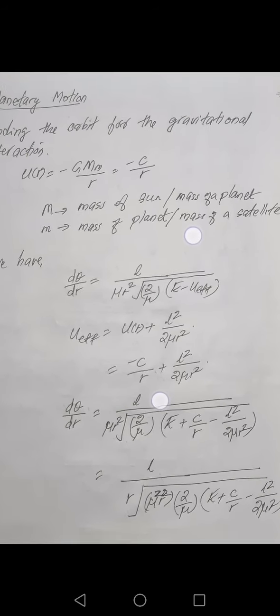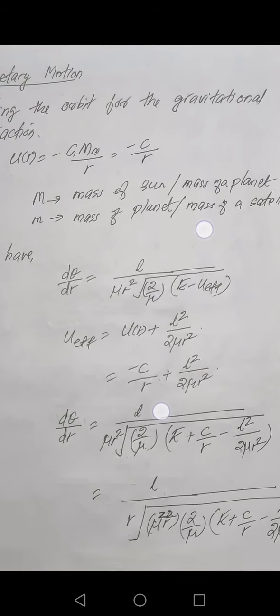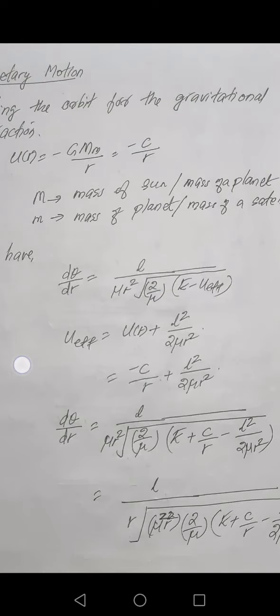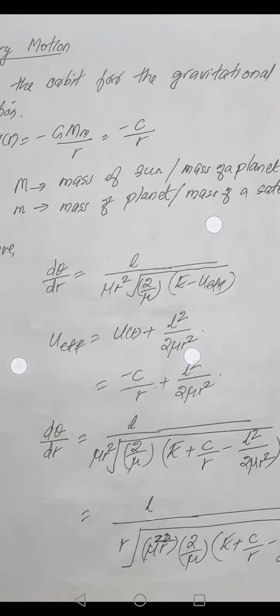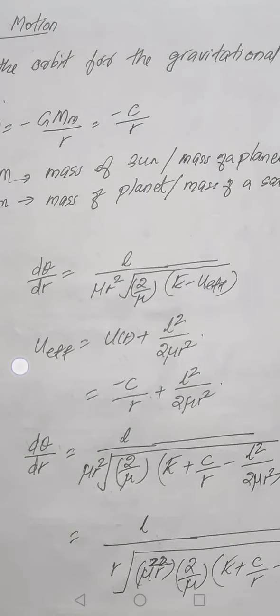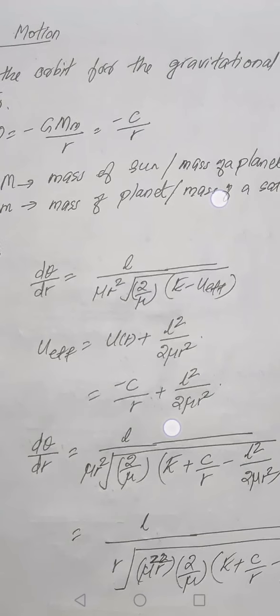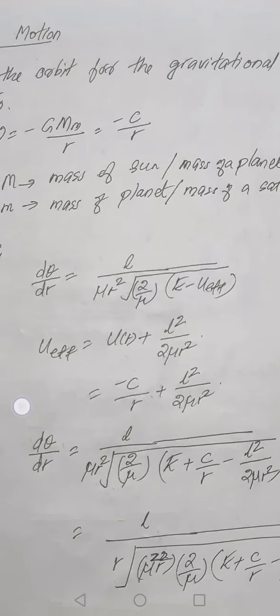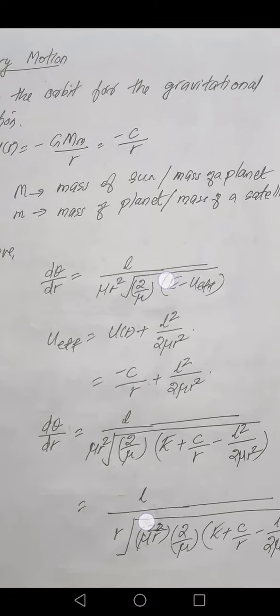So we earlier studied the equation for orbit, that is d theta by dr is equal to L by mu r square root of 2 by mu into E minus U effective. Here U effective is U of r plus L square by 2 mu r square. U effective is minus C by r plus L square by 2 mu r square. We are going to solve this with the gravitational potential.